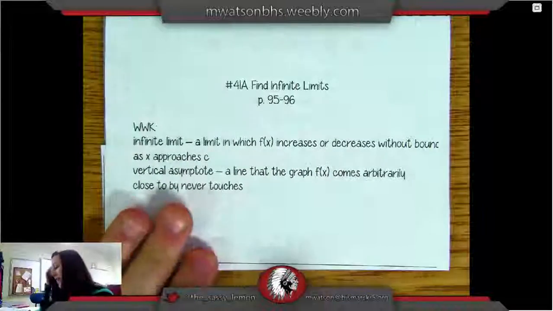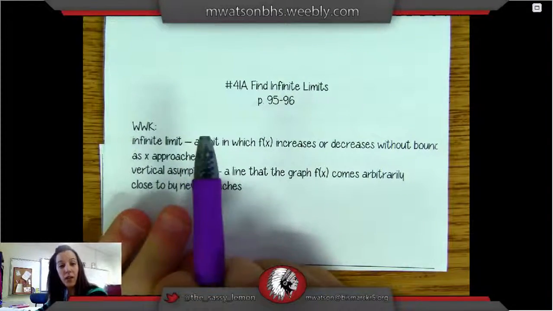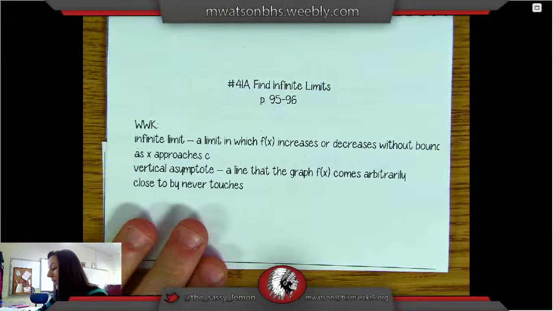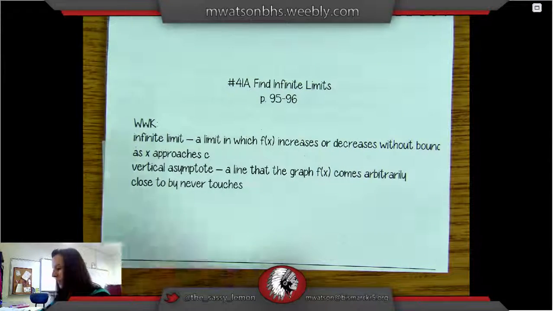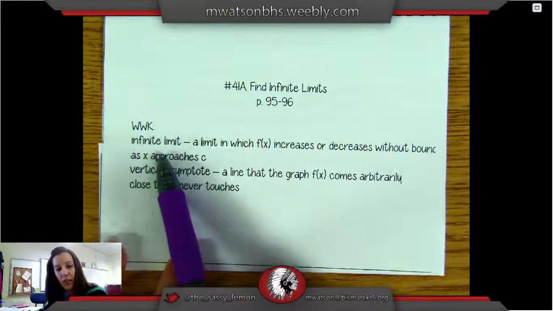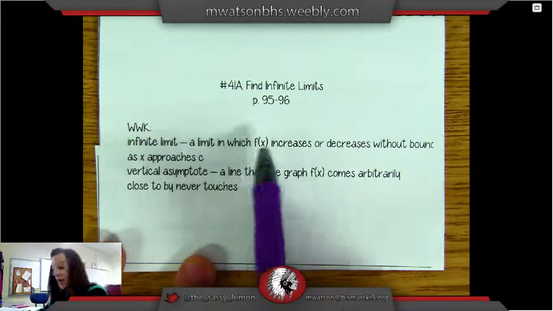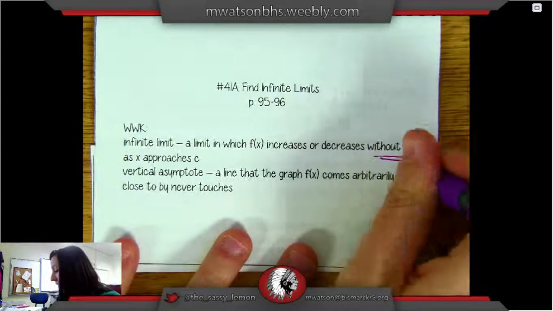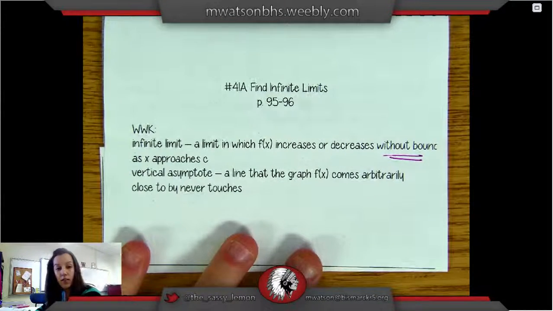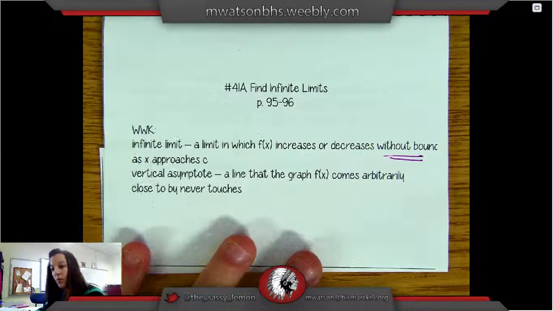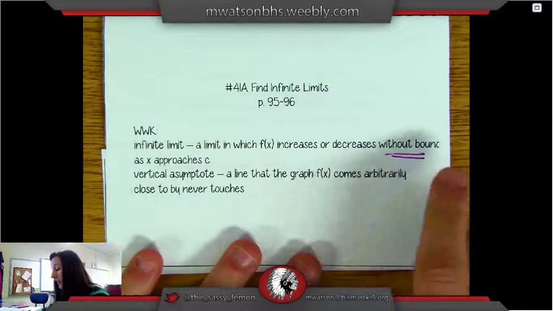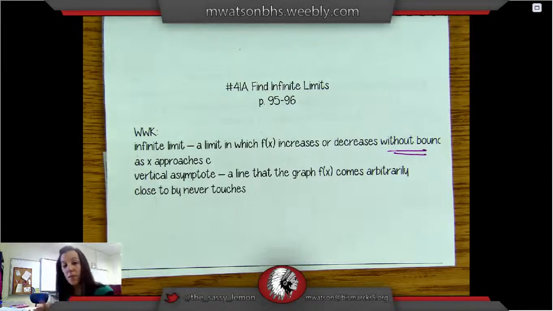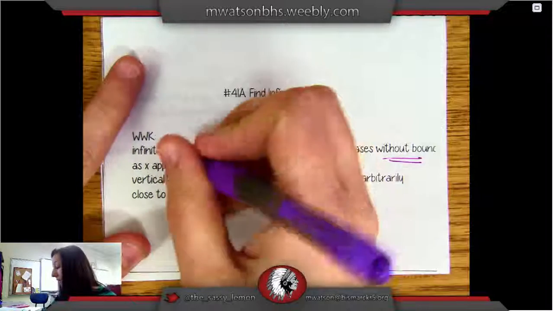Right, so in today's lesson, we're going to be learning about infinite limits, and we've already really learned about these. If we look at the definition of an infinite limit, it's just a limit where f of x increases or decreases without bound as x approaches a certain value. If you remember, we've learned that phraseology before. Whenever something increases or decreases without bound, when you're talking about limits, that means that your limit is undefined.